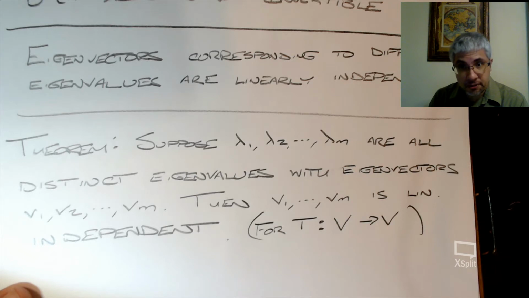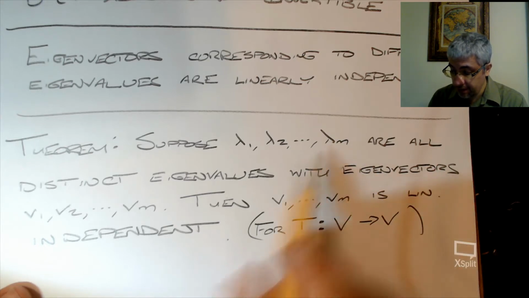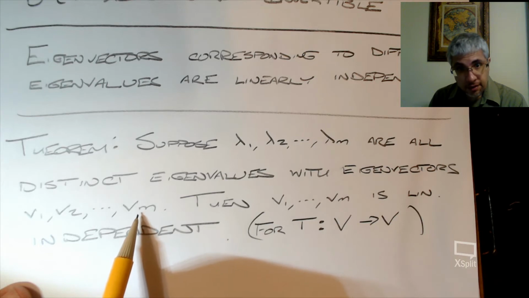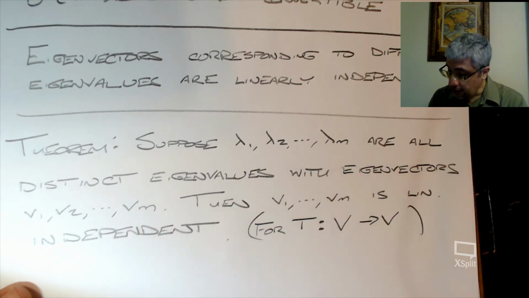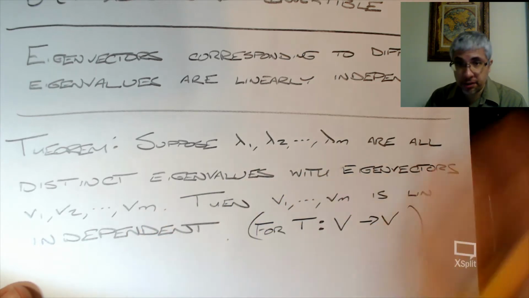So we have some transformation. It's fixed. It has eigenvalues. And I'm picking some collection of distinct eigenvalues, and these are their eigenvectors. So each of these is different. And what I'm going to do now is I'm going to show you that those vectors must be linearly independent. Okay, so proof.